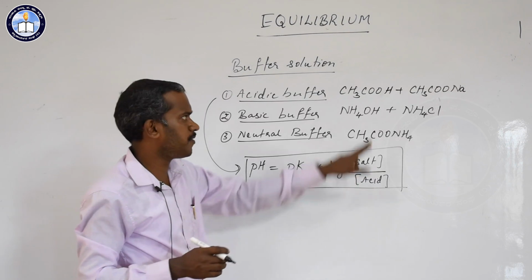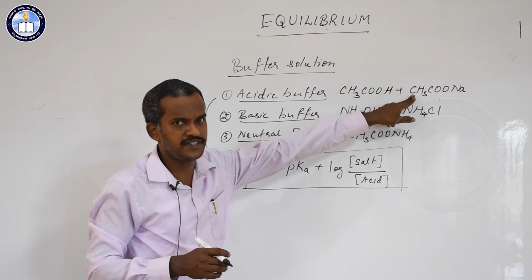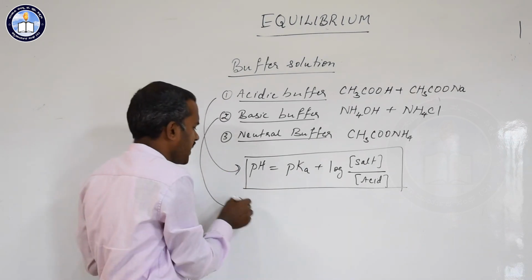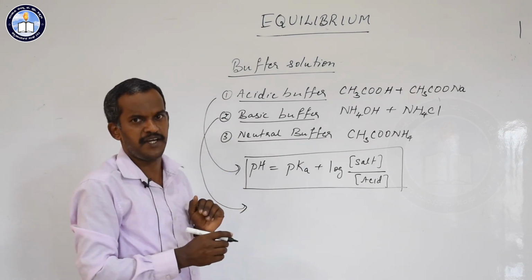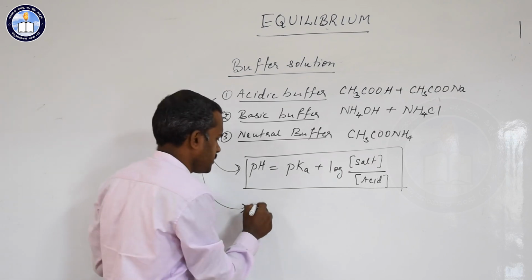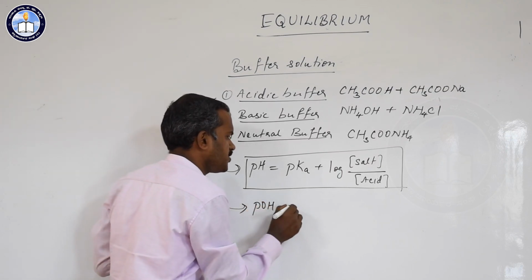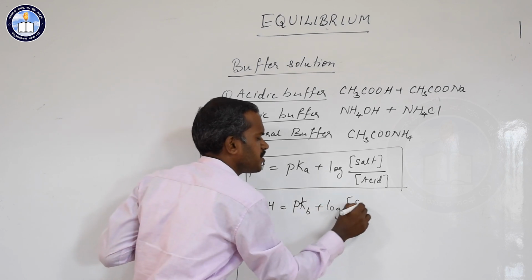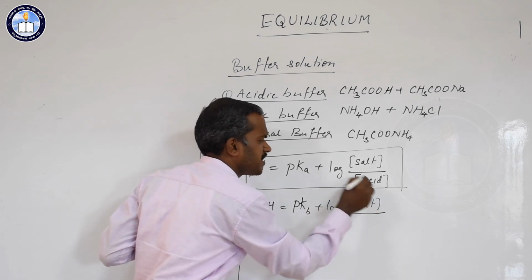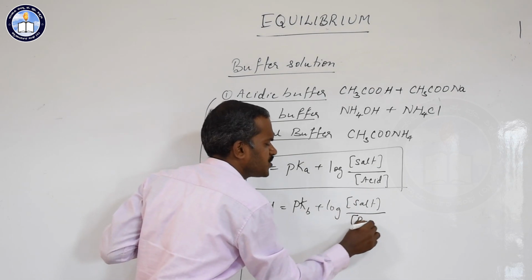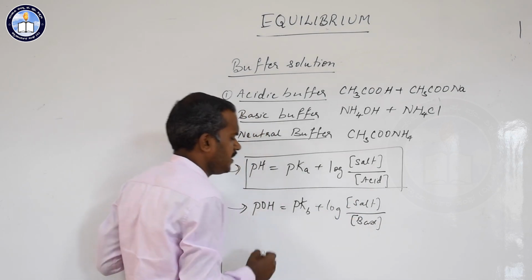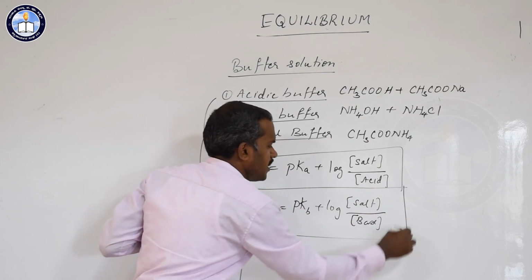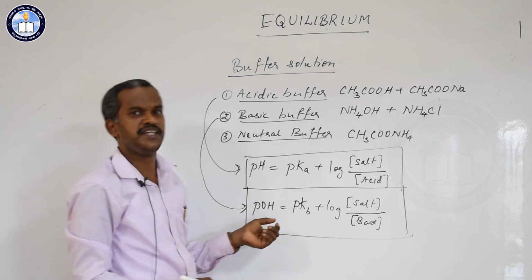The salt concentration will be given. We know that we will have a salt which contains a common ion. The acid concentration will be given. For the basic buffer, a very similar expression is there. That is also the Henderson-Hasselbalch equation, in terms of pOH is equal to pKb plus log of the concentration of salt divided by the concentration of base. See, it almost remains the same, but instead of acid it is a base. Instead of Ka we say Kb, instead of pH we say pOH. This is the Henderson-Hasselbalch equation for a basic buffer.